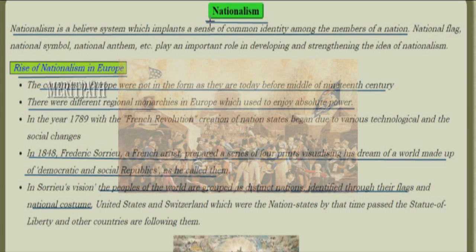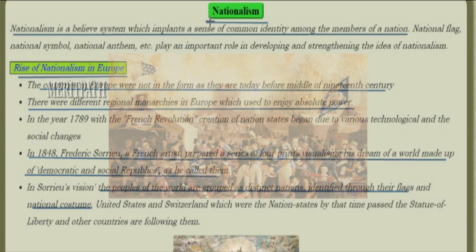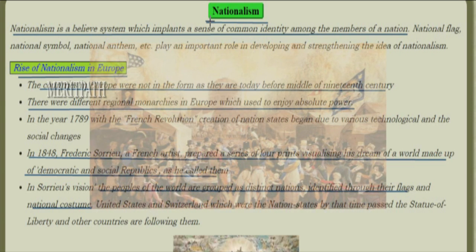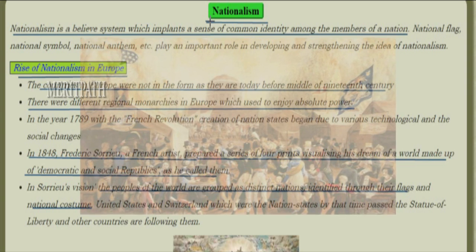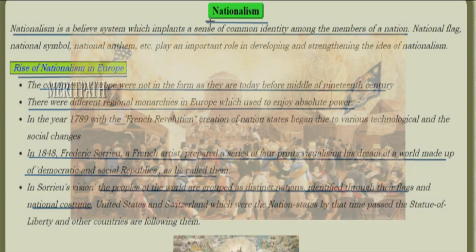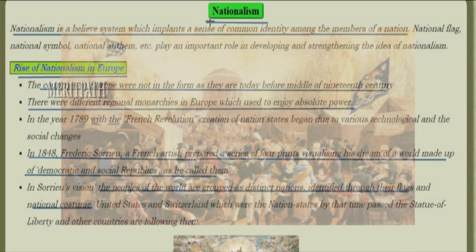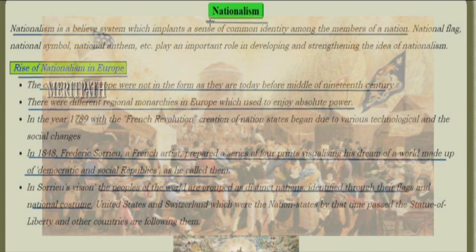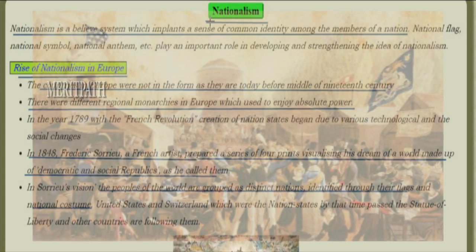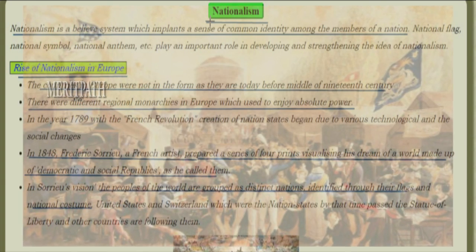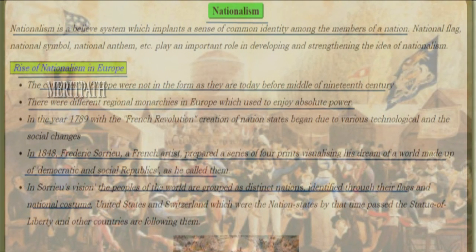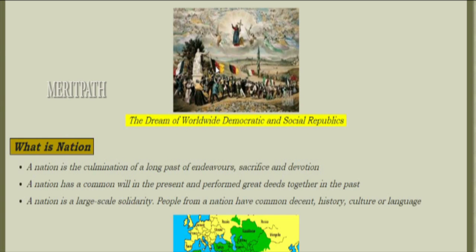In the year 1848, Frédéric Sorrieu, a French artist, prepared a series of 4 prints visualizing his dream of a world made up of democratic and social republics, as he called them. In Sorrieu's vision, the people of the world are grouped as distinct nations, identified through their flags and national costume. The United States and Switzerland, which were nation-states by that time, lead the procession past the Statue of Liberty, followed by other countries. In this image, we see the dream of worldwide democratic and social republics.